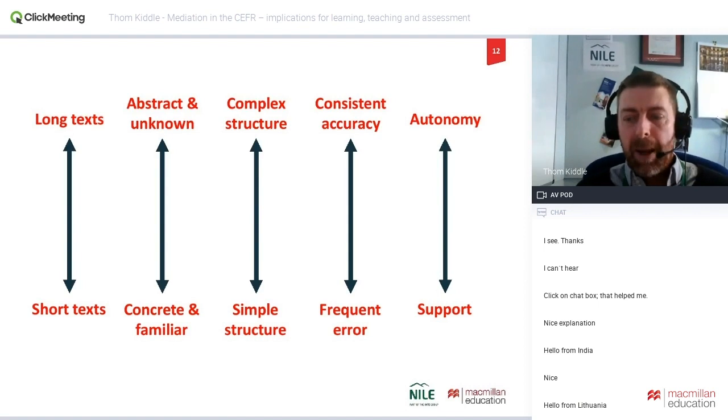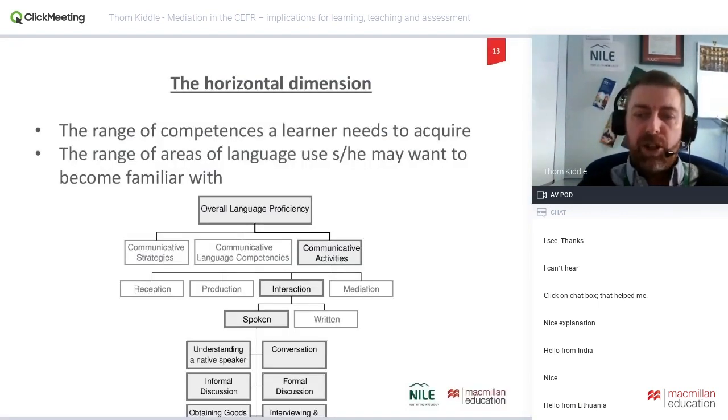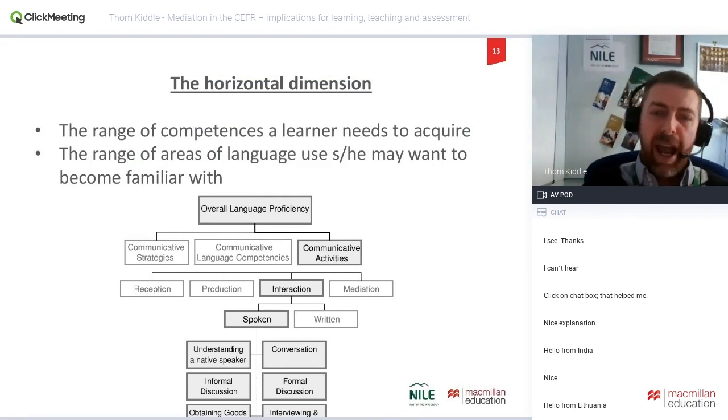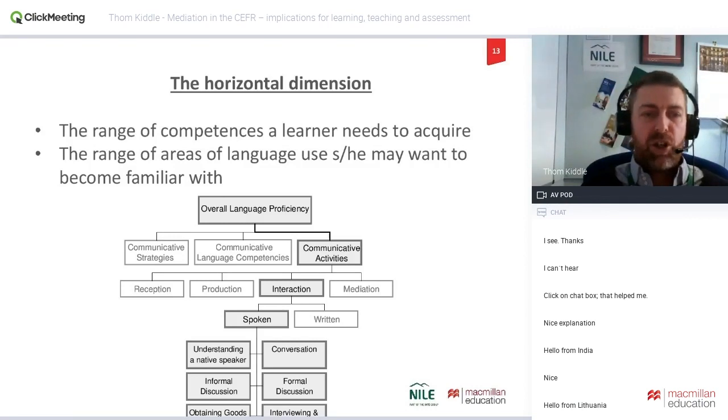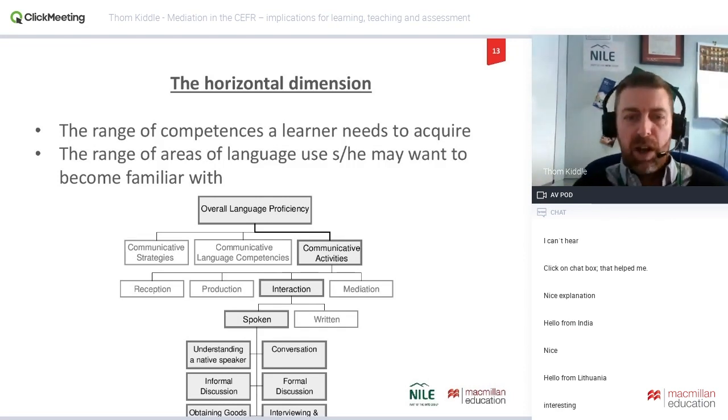We've also got a horizontal dimension. And the horizontal dimension talks about the range of competences we might acquire, the range of different areas into which we can separate language, and the range of domains we might want to use our language in. And you can see this is taken from the original CEFR manual.